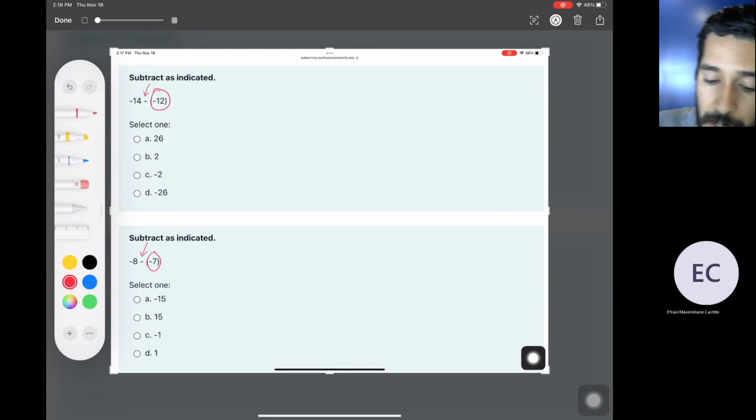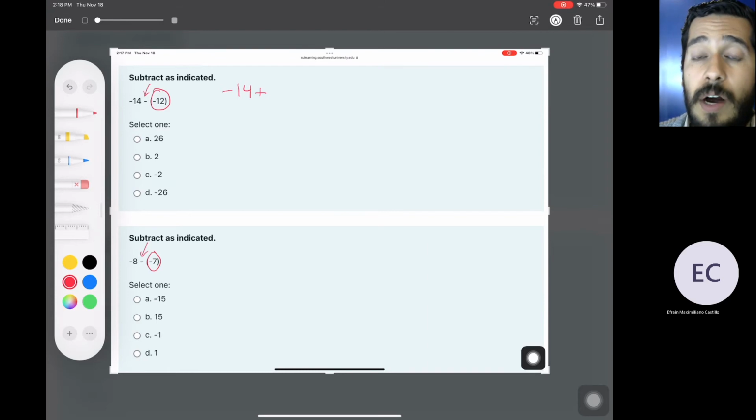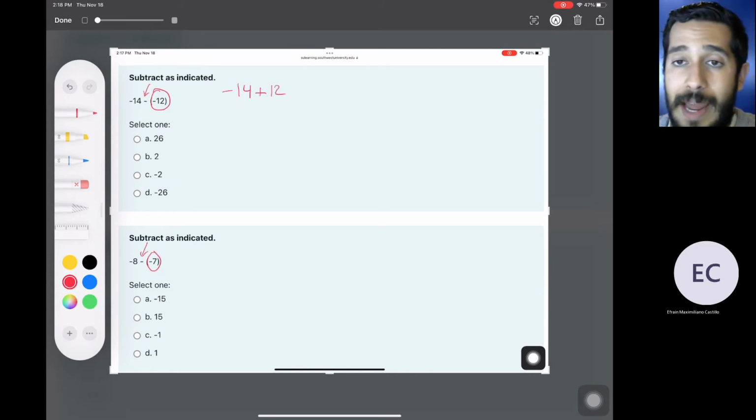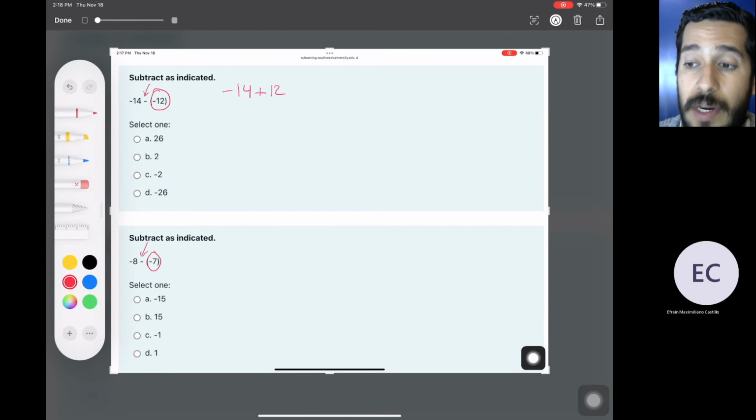Okay, so first of all, I'm going to write my first number, which is negative 14, and I'm going to convert this into an addition of the opposite of the number that I just circled. So that's what subtraction means. The opposite of negative 12 is going to be positive 12. Okay, and now we know how to do additions and subtractions.